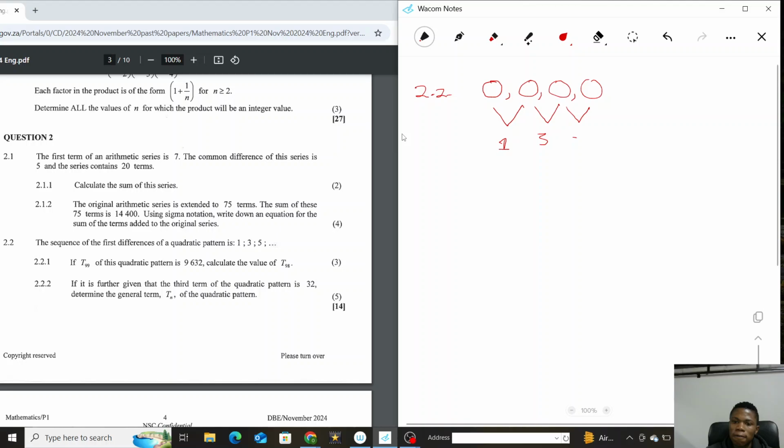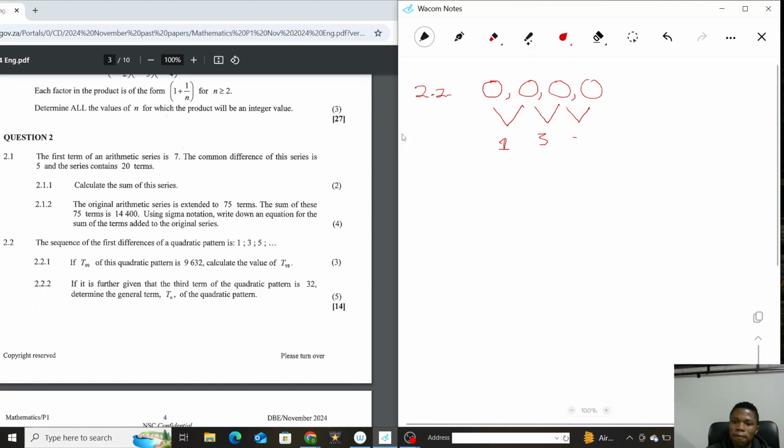Okay, they said it continues. They said if T99 is equal to 9632, calculate the value of T98. We are looking for T98.